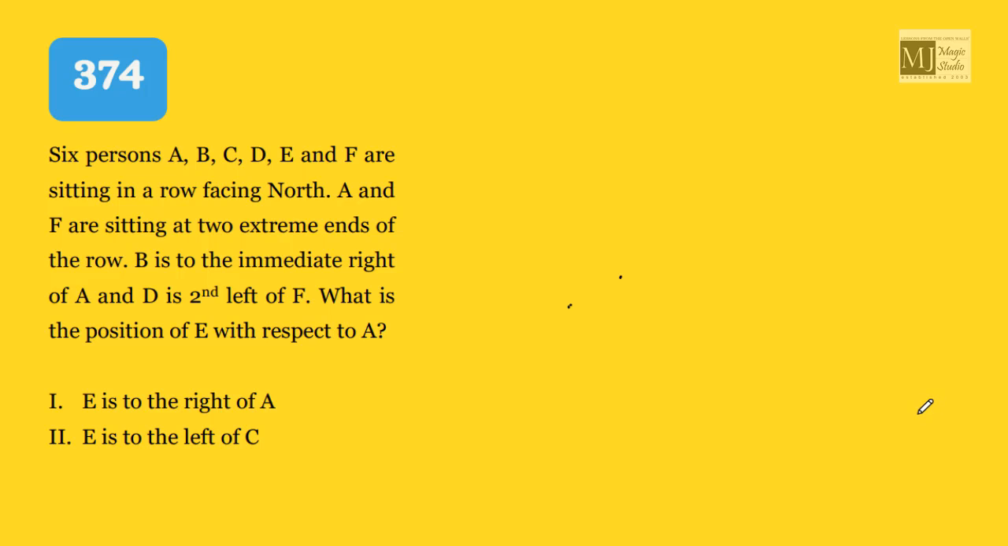Question number 374. 6 persons A, B, C, D, E, F are sitting in a row facing north. We have 1, 2, 3, 4, 5, 6. A and F are sitting at two extreme ends of the row. A, F, or it can be F, A.